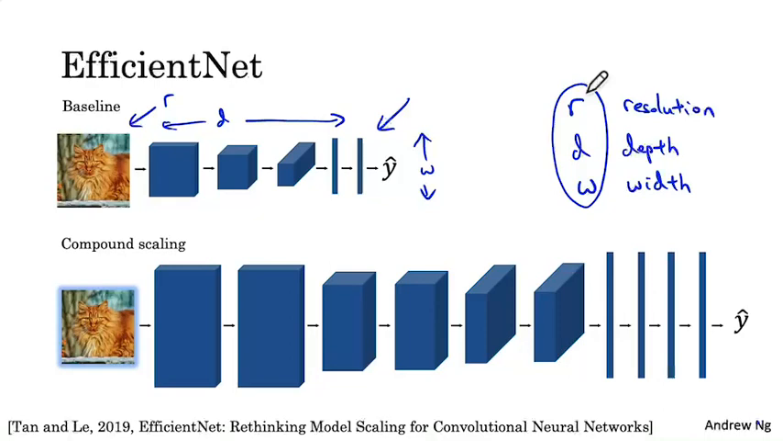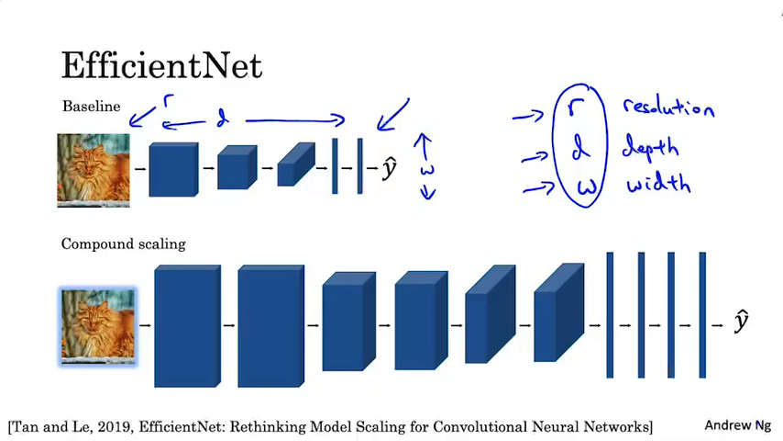Now, the tricky part is, if you want to scale up R, D, and W, what's the rate at which you should scale up each of these? Should you double the resolution and leave depth and width the same? Or maybe you should double the depth but leave the others the same, or increase resolution by 10%, increase depth by 50%, and width by 20%. What's the best trade-off between R, D, and W to scale up or down your neural network to get the best possible performance within your computational budget?